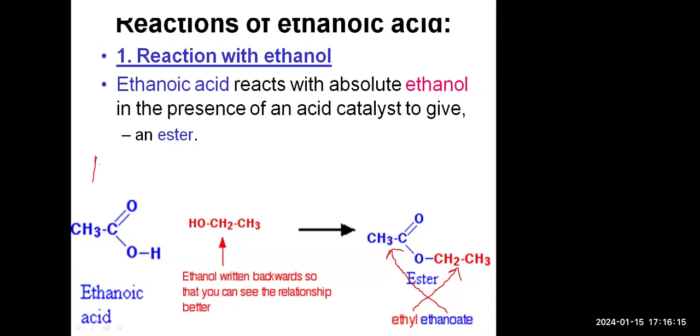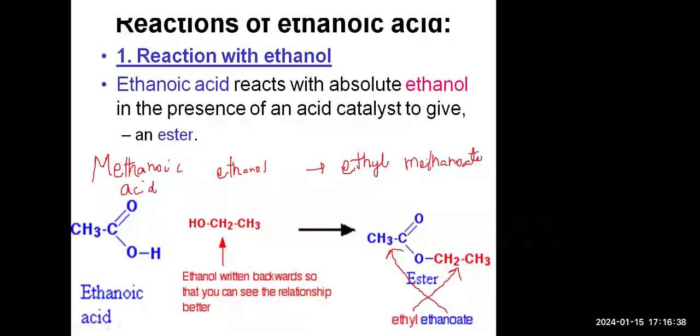Suppose we make methanoic acid react with ethanol, the name will be ethyl methanoate. Ethyl methanoate, because the second name depends on the carboxylic acid.